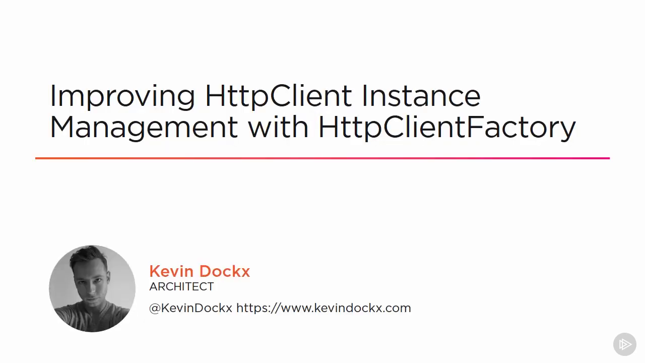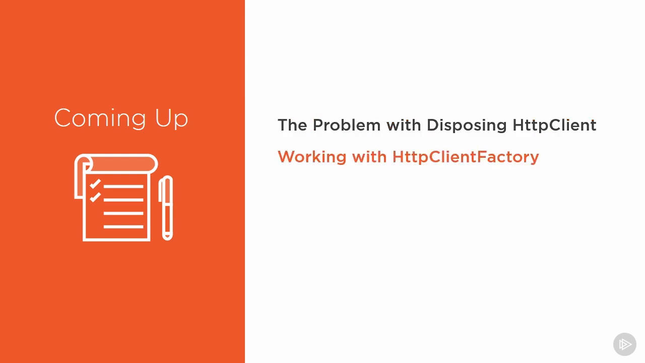In the beginning of the course, I mentioned that HTTP client instantiation shouldn't be surrounded with a using statement, as you don't want to immediately dispose of it. In this module, we'll learn why, and we'll learn about the new HTTP client factory to work around this problem. We'll start by covering why there's a problem with disposing HTTP client instances.